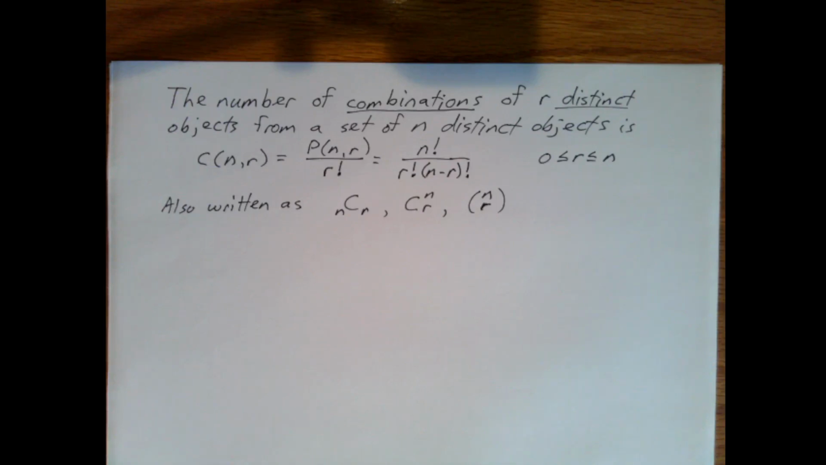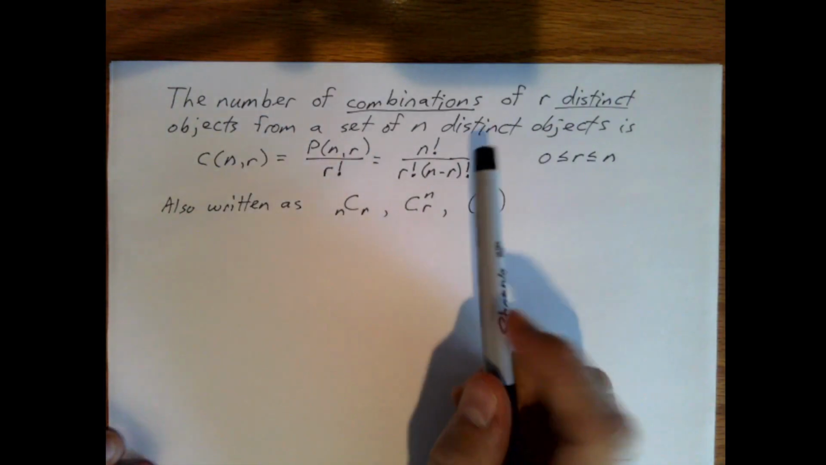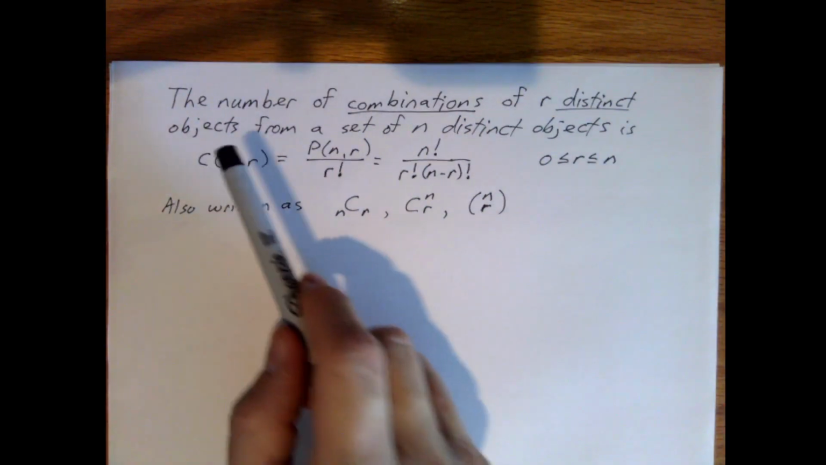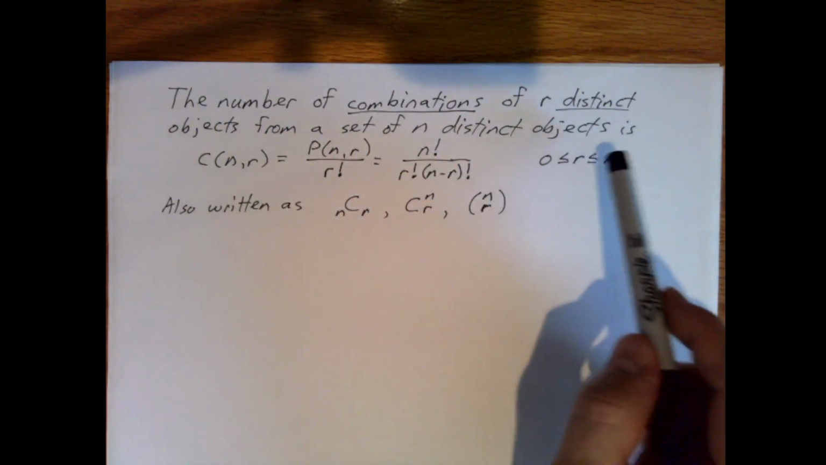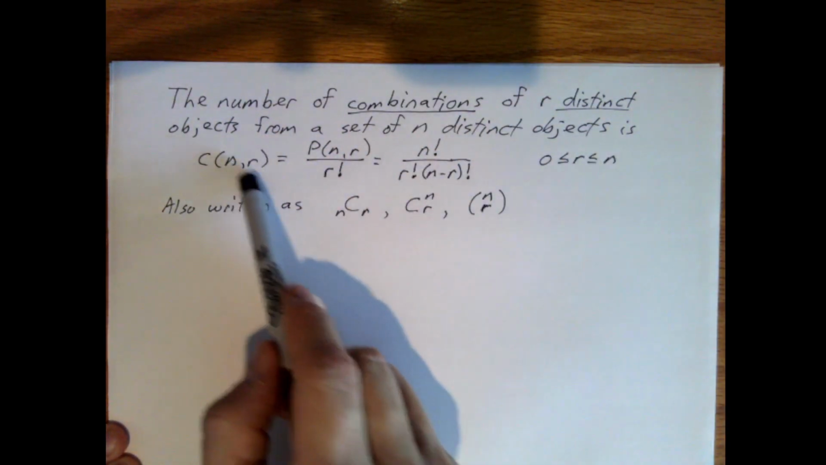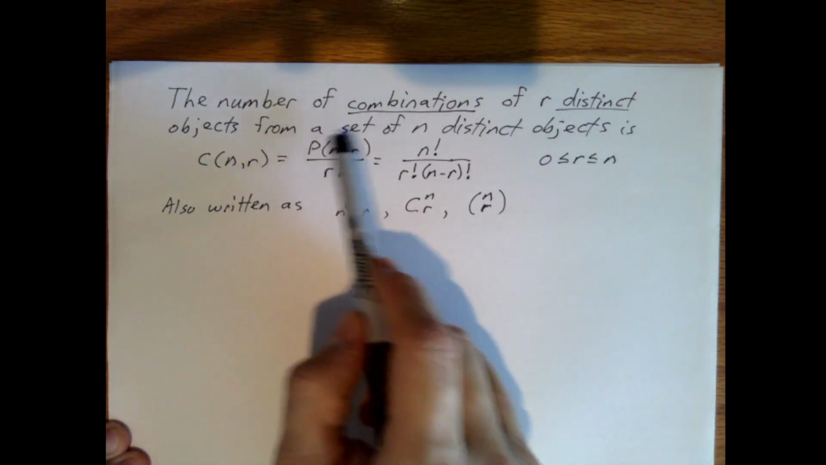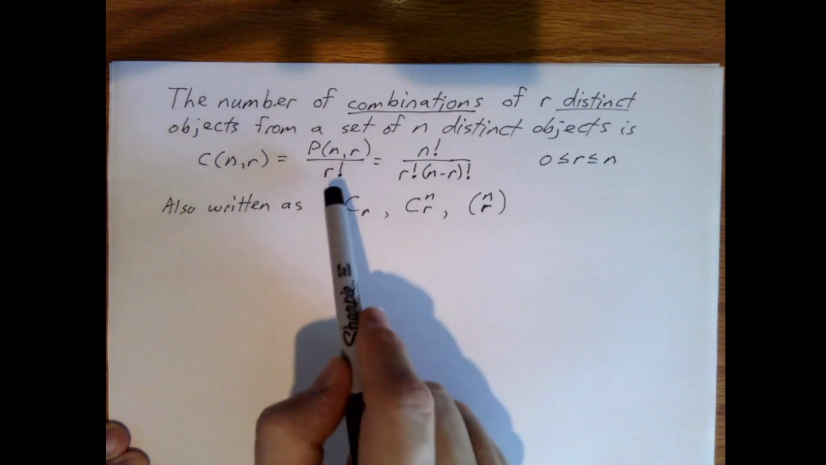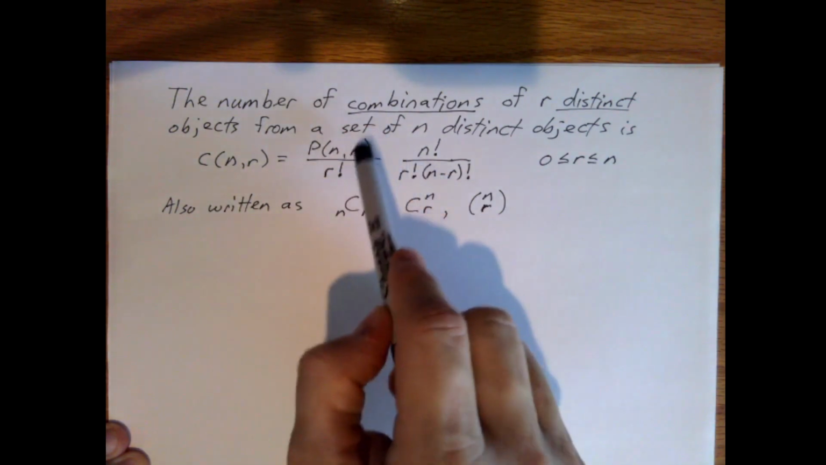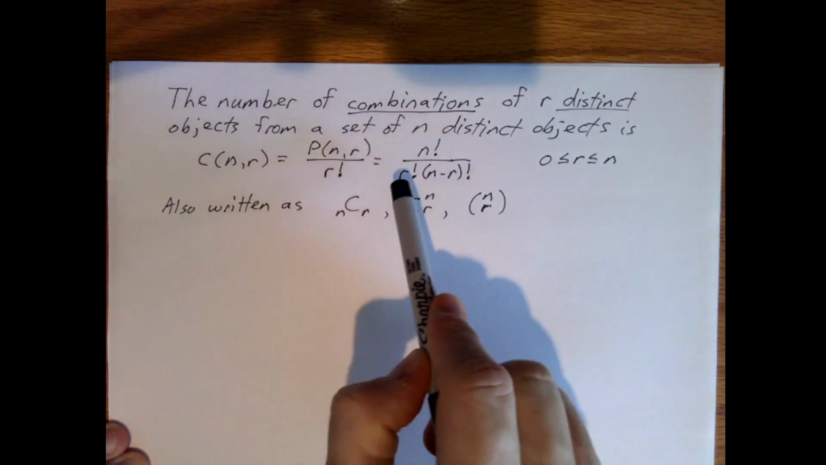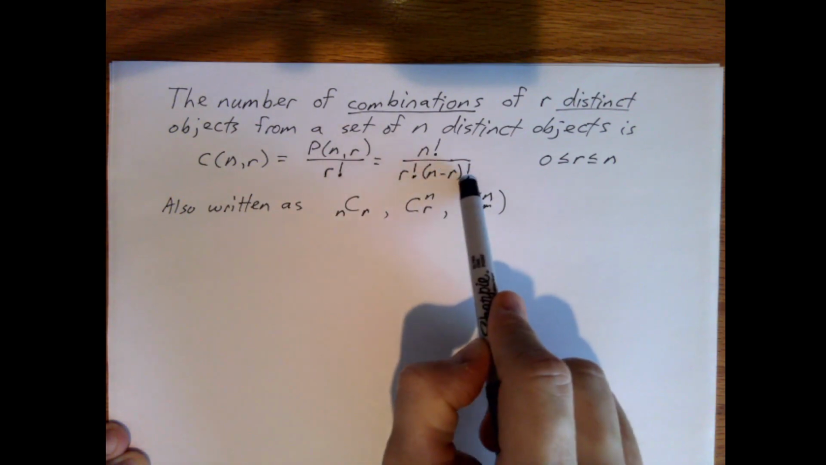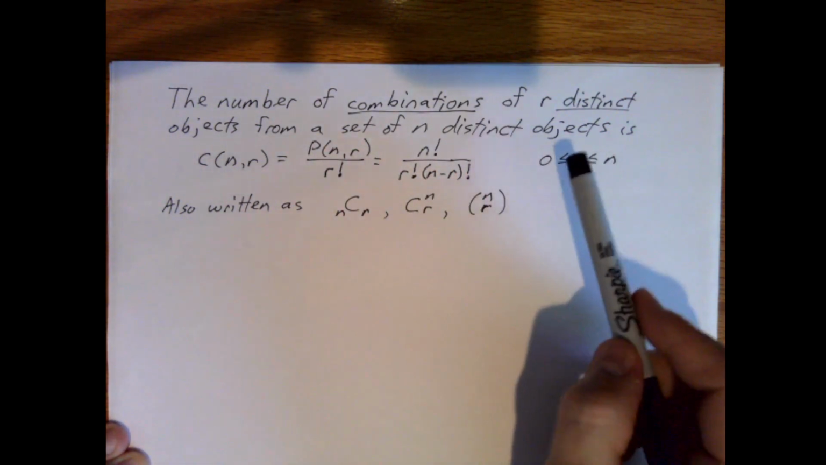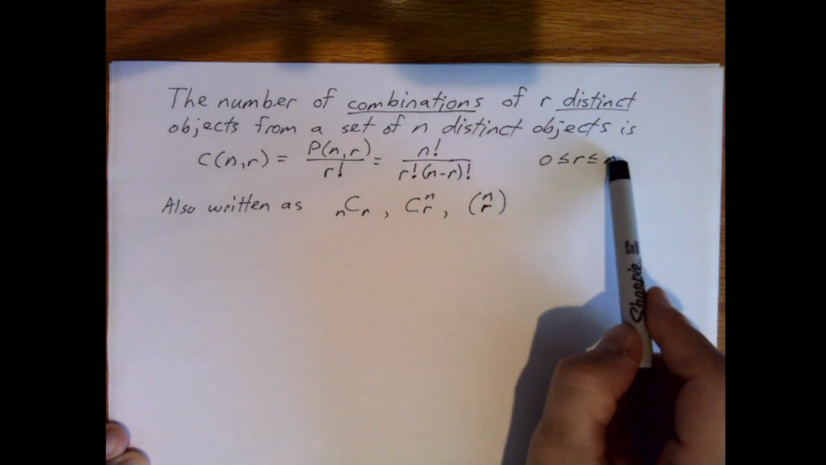Let's start with the definition. The number of combinations of R distinct objects from a set of N distinct objects is C of N, R, which is equal to P of N, R, the permutation formula, divided by R factorial, which simplifies to N factorial divided by R factorial times N minus R factorial. And R will be in the range of 0 to N inclusive.